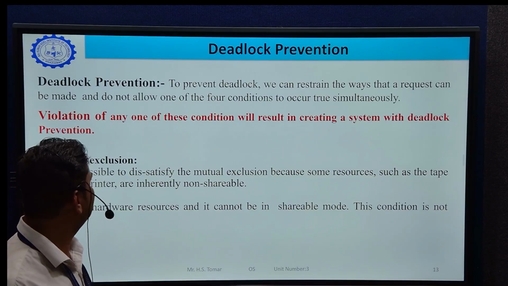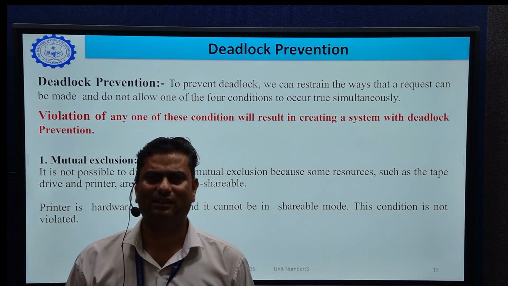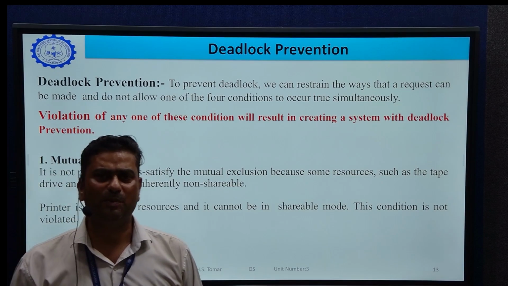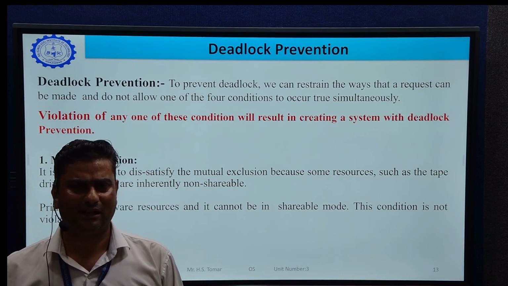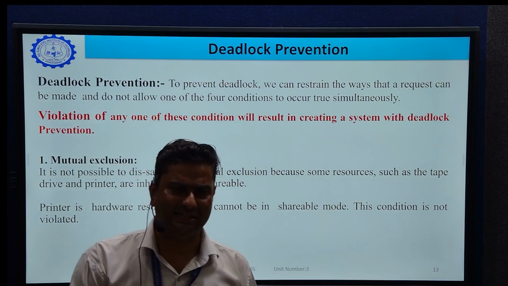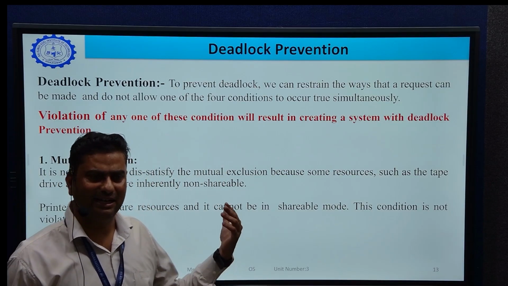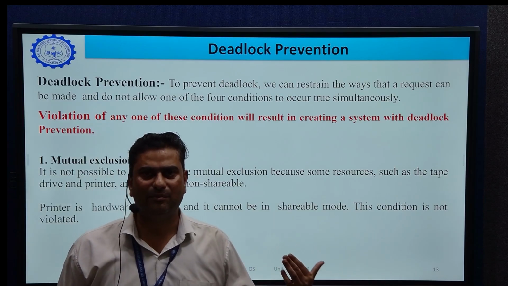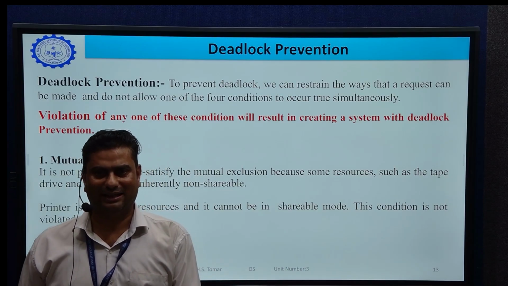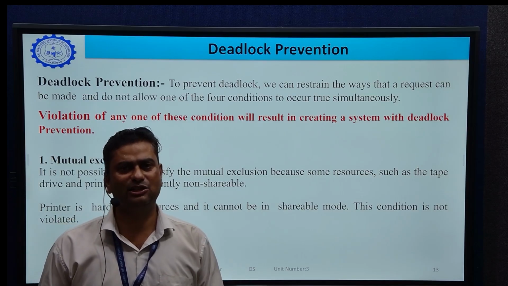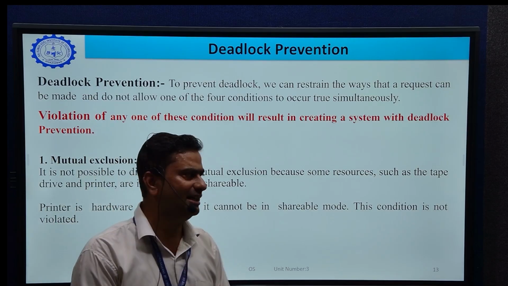deadlock prevention. See what deadlock prevention says. Deadlock prevention guarantees that there cannot be deadlock before implementing, at the design phase and at the development phase. It guarantees that there is no deadlock before running time, in the design and implementation phase.